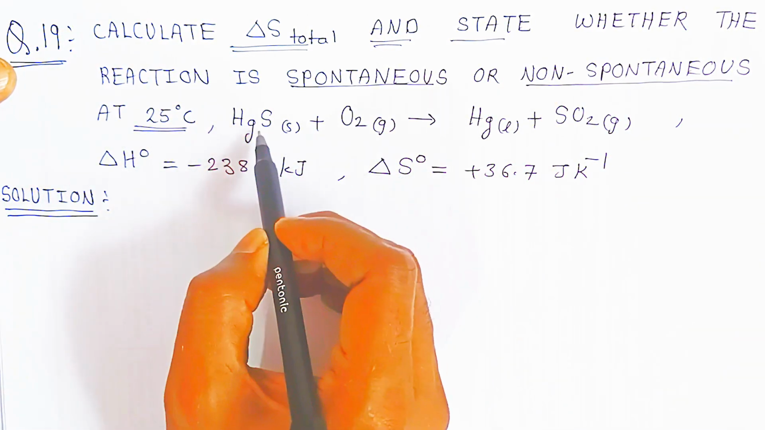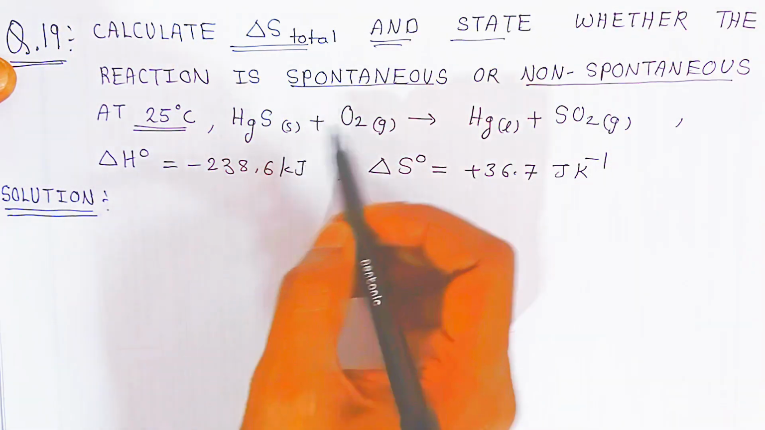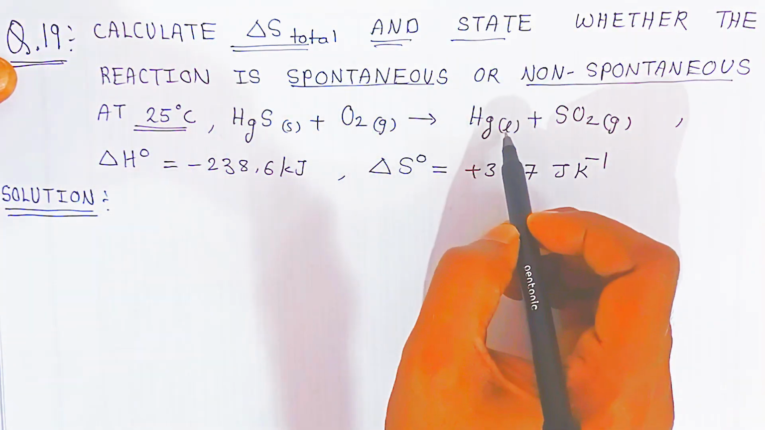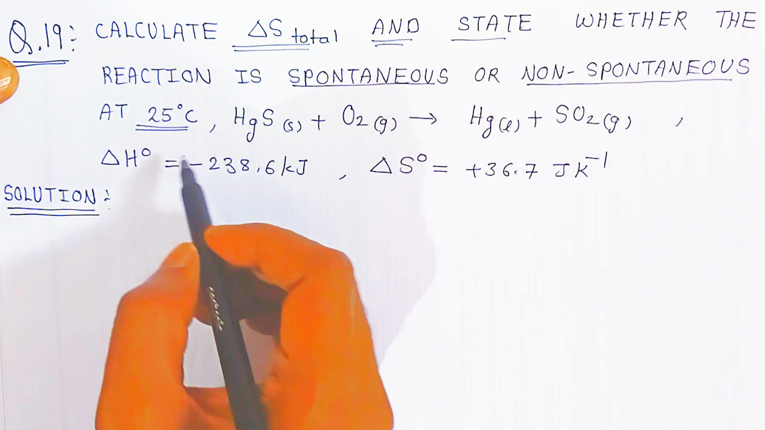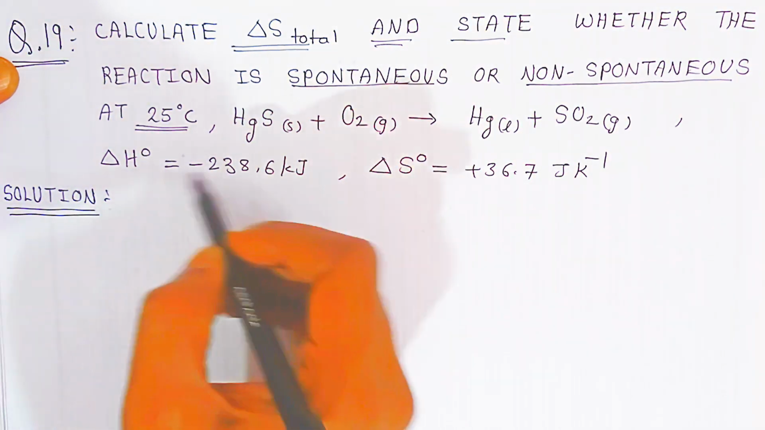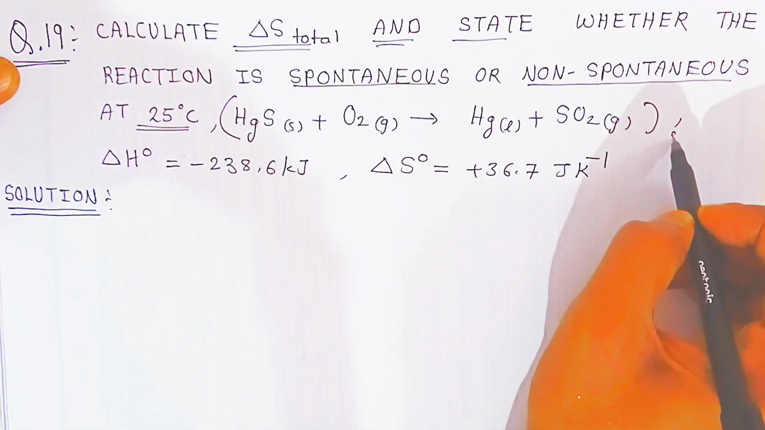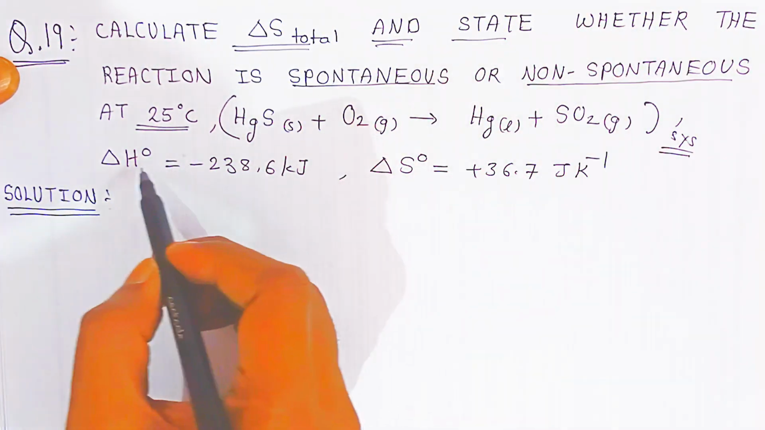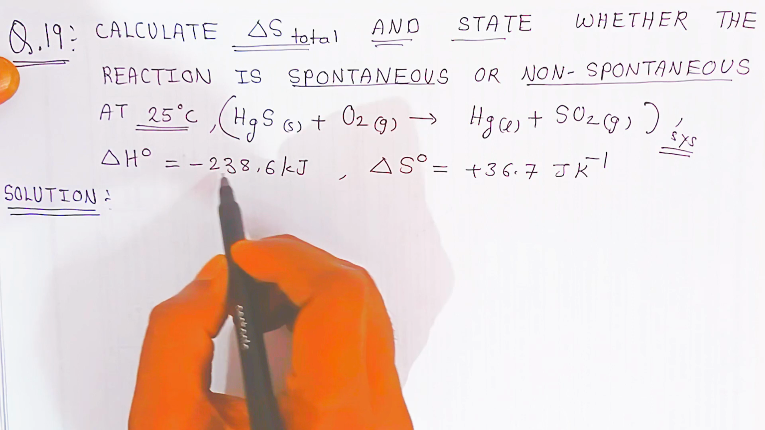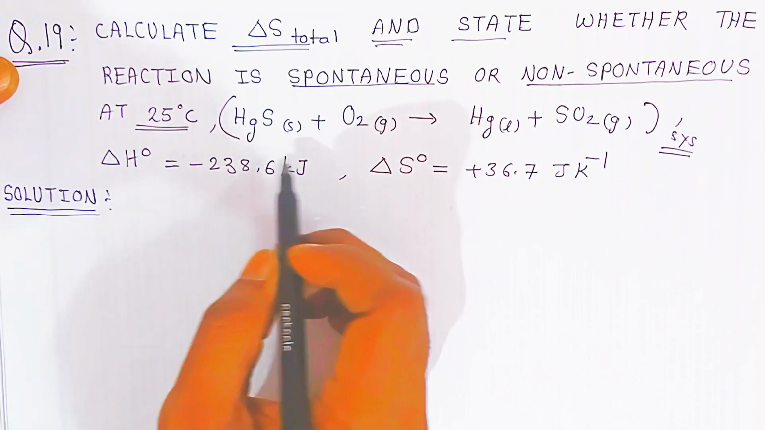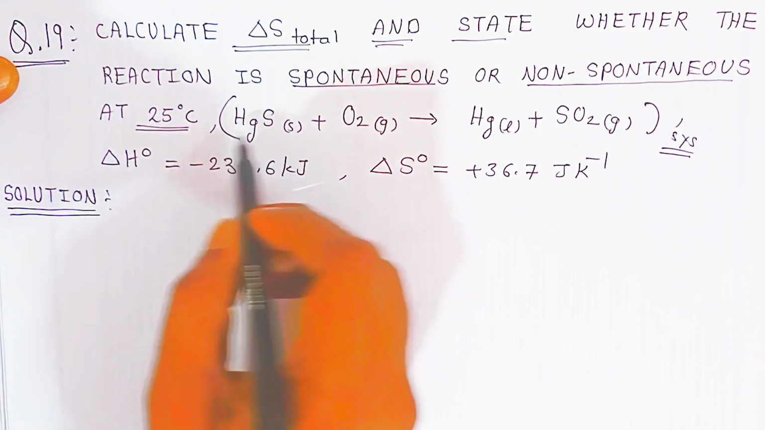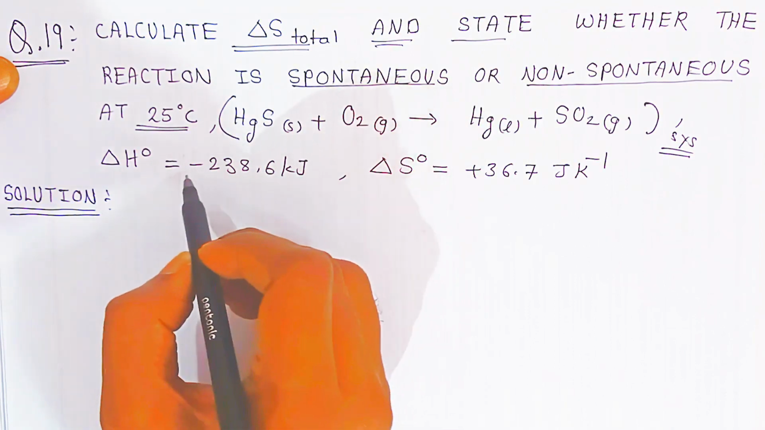So here the reaction is given students, that is mercury sulfide reacting with oxygen gas and forming mercury liquid and sulfur dioxide gas. Data is given students. Here the standard enthalpy change of this reaction is given. This whole reaction we can say is the system. The standard enthalpy is given as minus 238.6 kilojoule. By observing the standard enthalpy we can say this reaction is exothermic because it is negative.